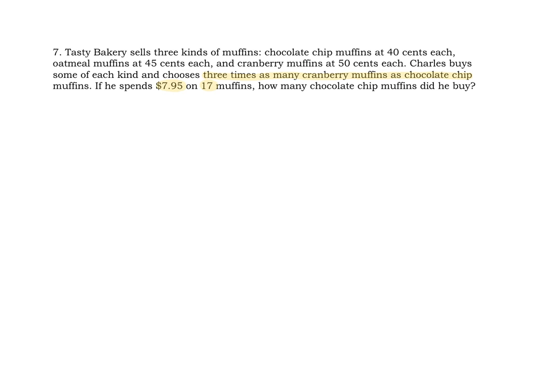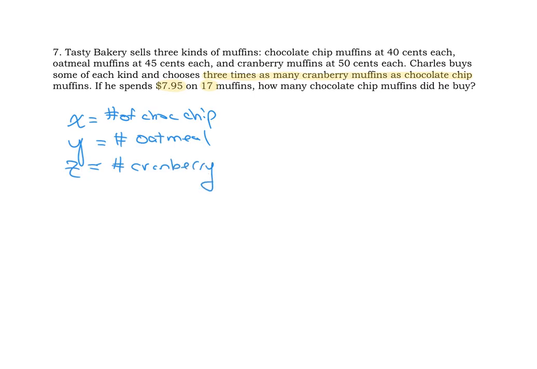So let's make X equal the number of chocolate chip muffins. Y equals the number of oatmeal muffins, and Z equals the number of cranberry muffins. I'm going to get the two totals out of the way because those are the easiest ones to write.